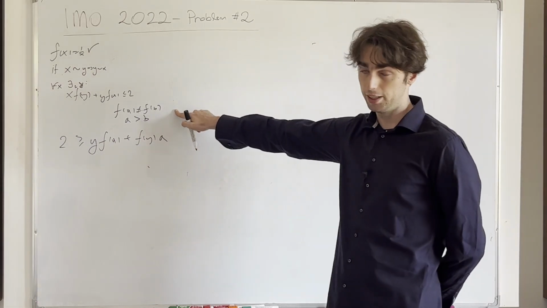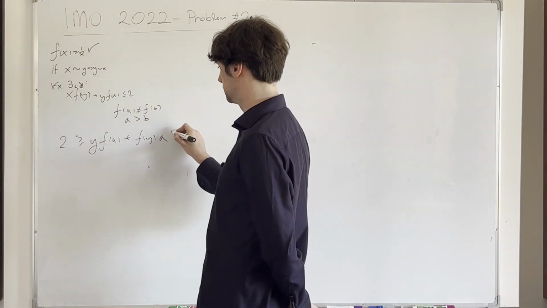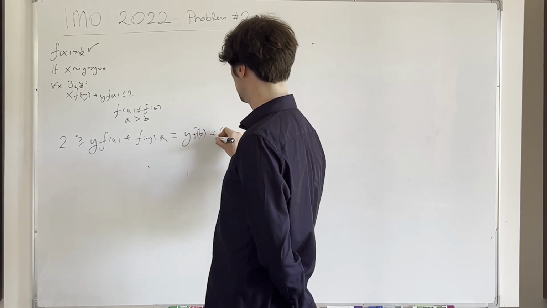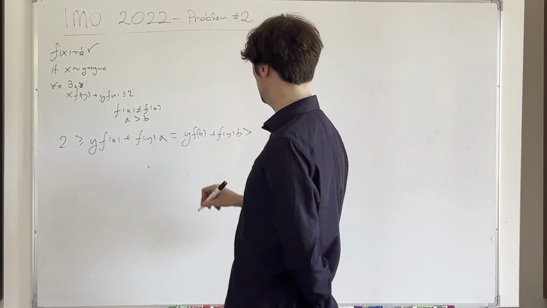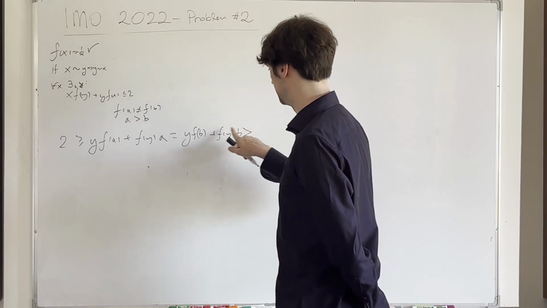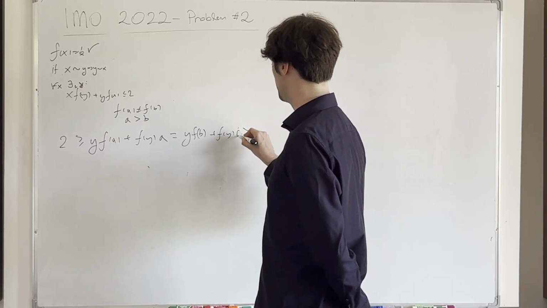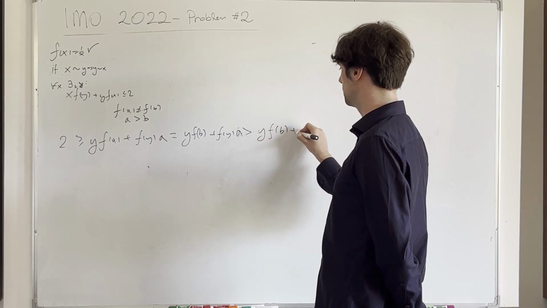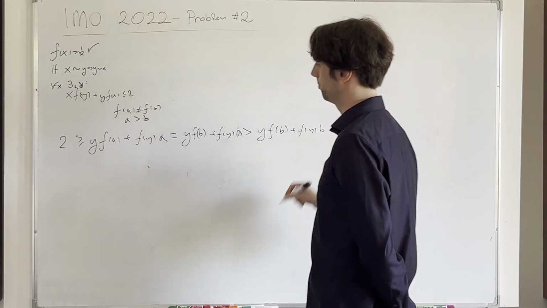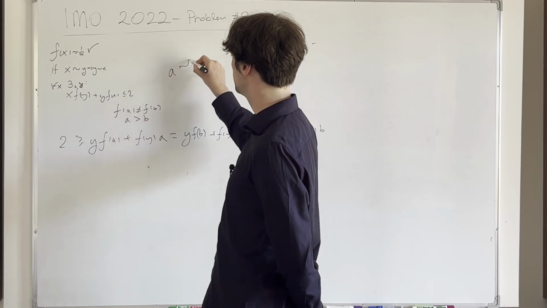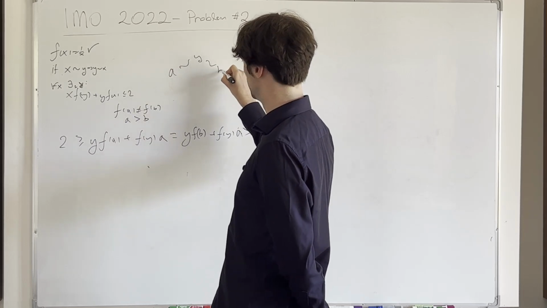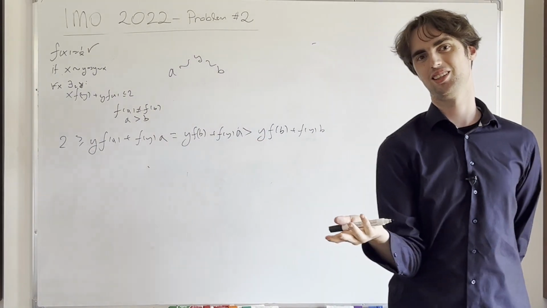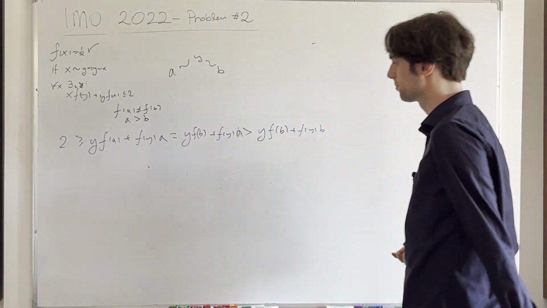But now what do I have here? Well, this is equal to y f(b) plus f(y b), and this is strictly greater than, this is equal to f(y times a), which is strictly greater than y f(b) plus f(y b). And now a is tied to y, which is connected to b as well. But then for y, both a and b satisfy the condition, so this isn't true.